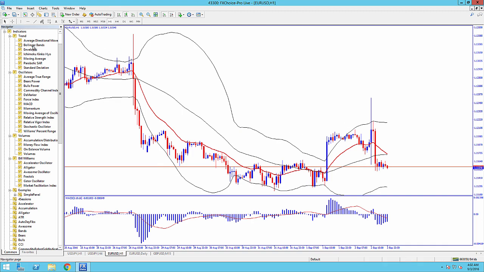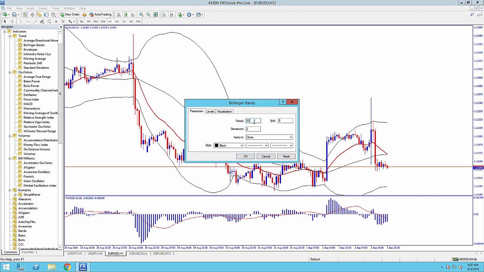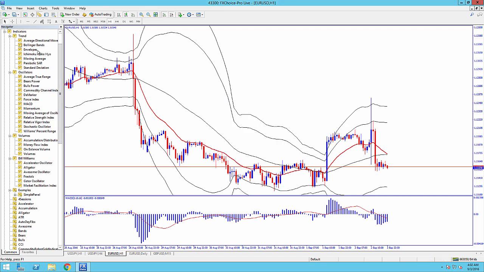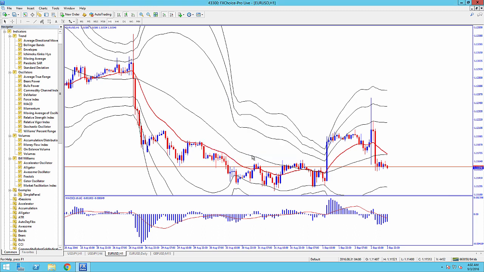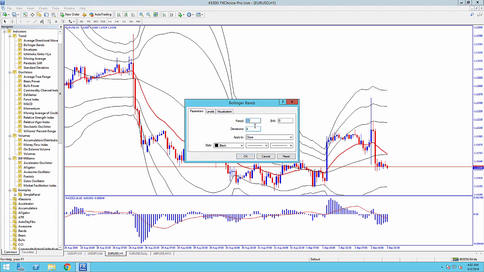We're also going to add the Bollinger Band again. We're going to say 50, and then the deviations are going to be 3. We're going to do it one more time. Bollinger Band's deviations are 4. And one more time. Deviations of 5.